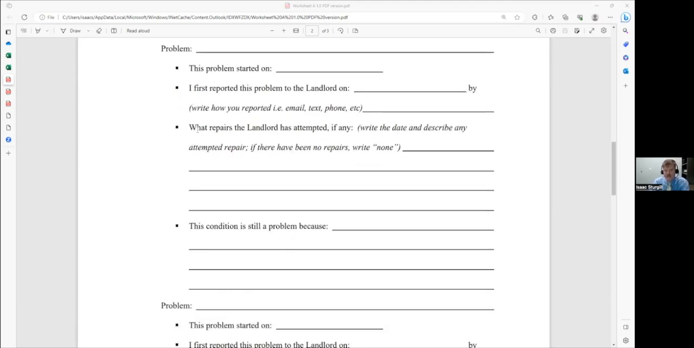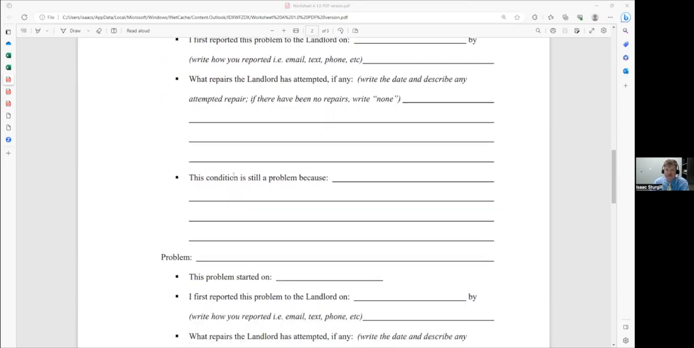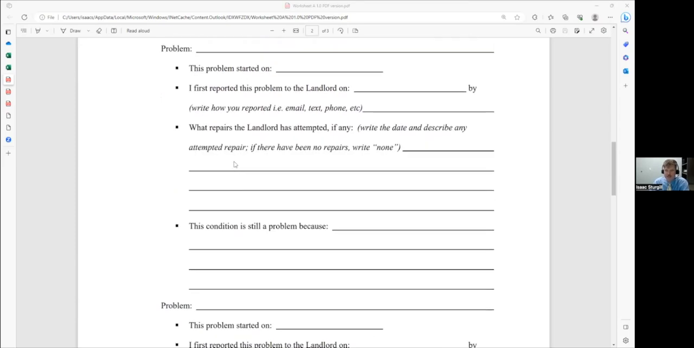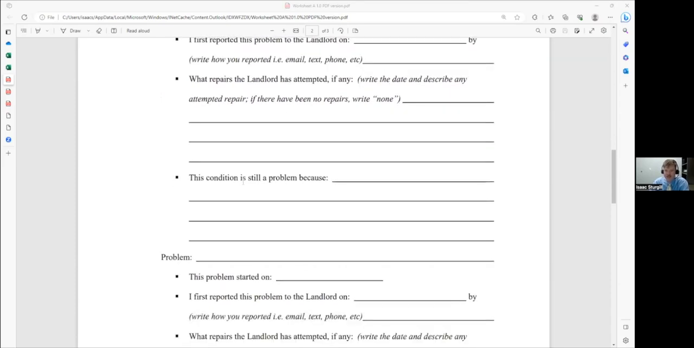There's a place here to put what repairs the landlord has attempted. If the landlord has attempted any repairs, if there have been no repairs, you could write none. And then that condition, so in this example, we're using a leaky faucet. If it's still a problem, we could put that information there. This condition is still a problem because the faucet continues to leak, for example, and it makes my water bill $50 a month more than it should be.